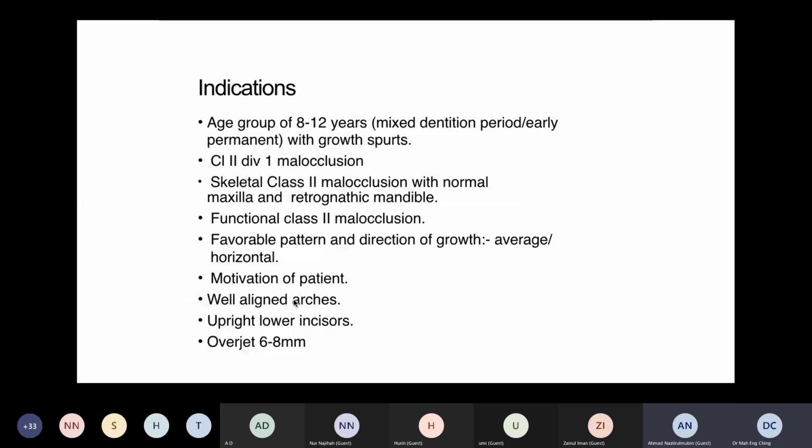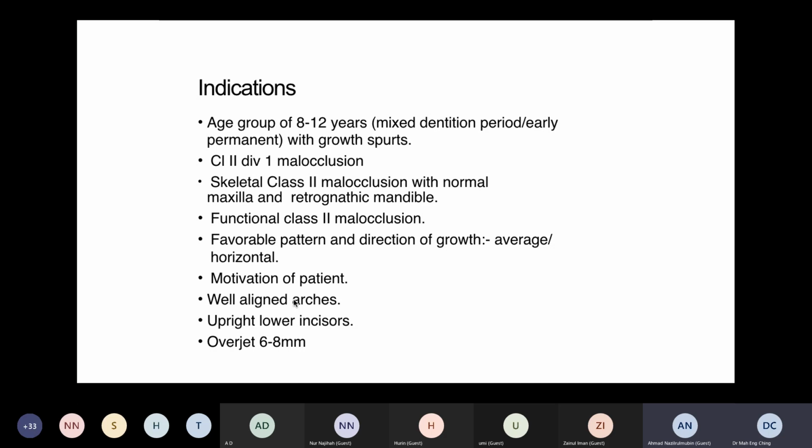So what are the indications for these myofunctional appliances? The age group is usually 8 to 12 years old. Why? Because this group of patients grow the fastest, they are in the growth spurt. So the mixed dentition period, early mid permanent or early permanent dentition, with the growth spurt. For a girl, it's about 11 to 13 years old, plus or minus 2 years, and for a boy about 12 to 14, again plus or minus 2.